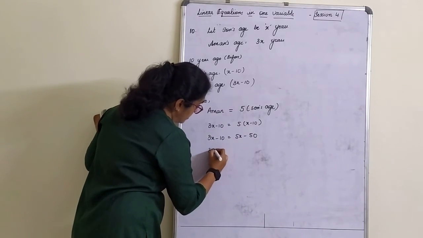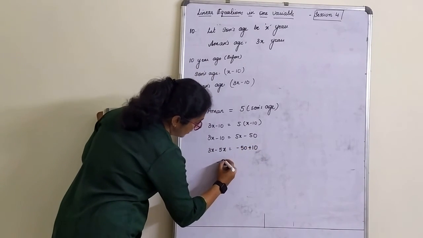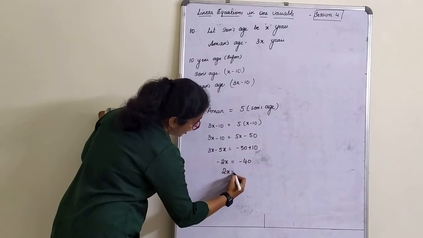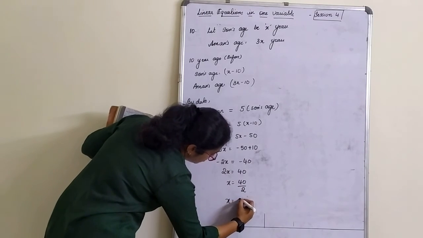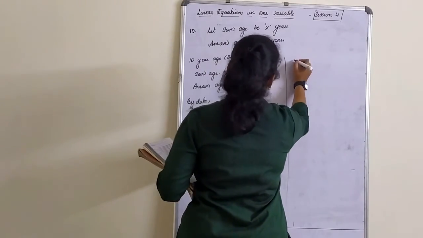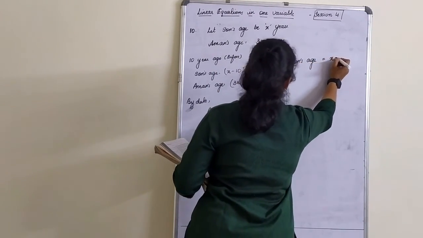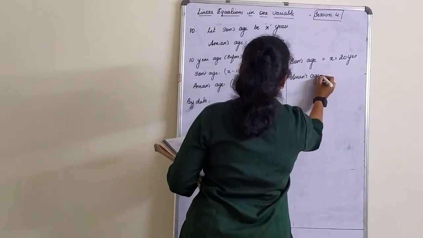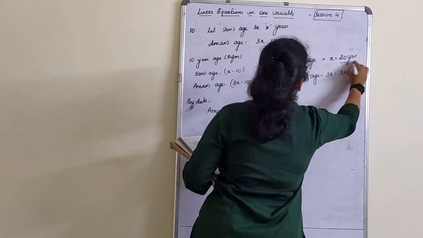So transpose this side. 3x minus 5x is equal to minus 50 plus 10. 3 minus 5, minus 2x is equal to minus 40. Minus minus will get cancelled. Age cannot be negative. 40. x is equal to 40 by 2. x is equal to 20. So who is 20 years? Aman is 20 years. Sorry, Aman's son is 20 years. Son's age is x, that is equal to 20 years. Aman's age is equal to 3x is equal to 3 into 20, 60 years.